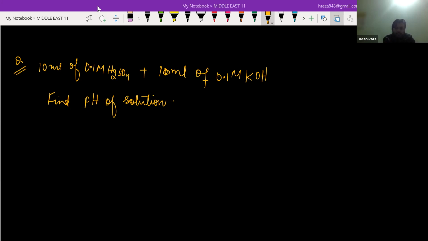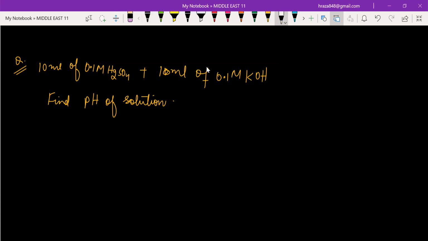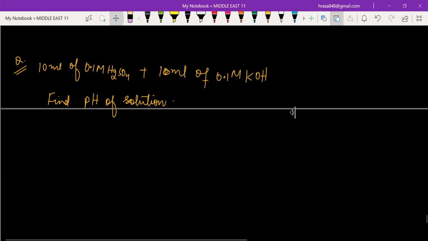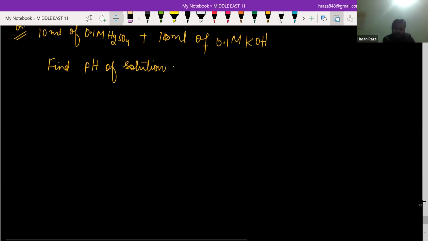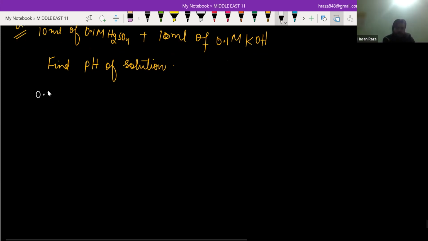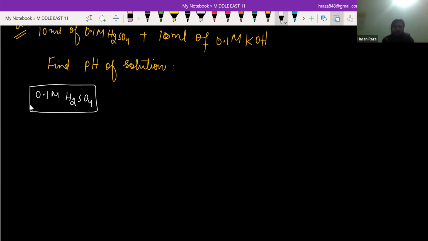Sir, can you help solve it, sir? Okay, okay. First, decide whether it is homogeneous or heterogeneous. Krishna? Sir, it is heterogeneous. Heterogeneous it is. Now, it is given that it is 0.1 M H2SO4. So, since the molarity of H2SO4 is 0.1 M, the molarity of H plus will be equal to 0.2 M. Will it be or not?